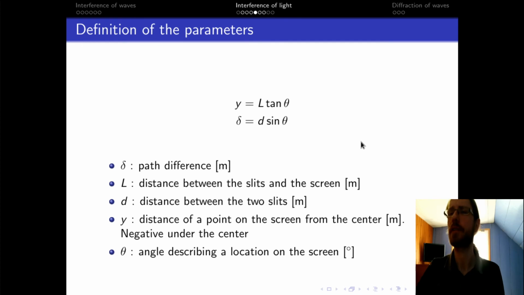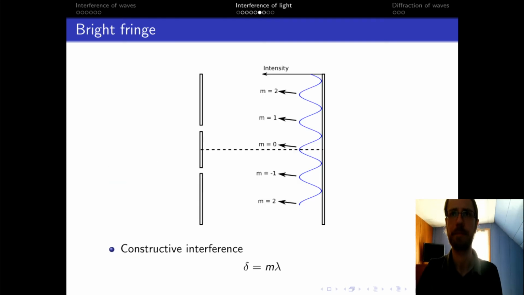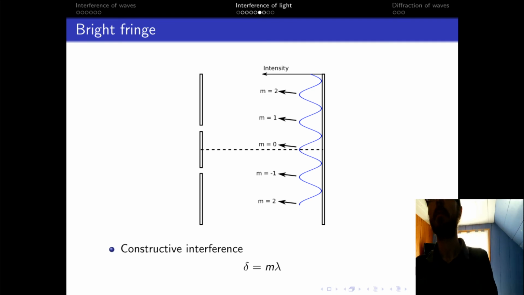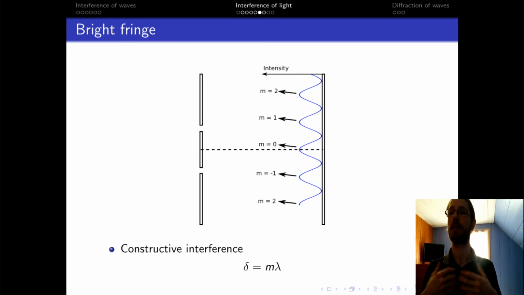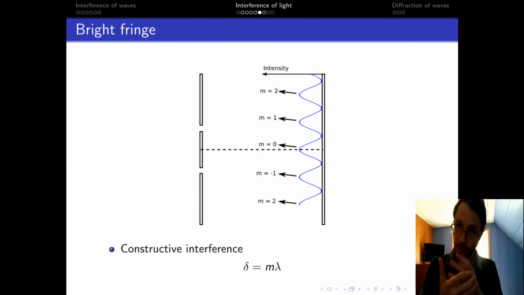But for the path difference, we took a look at two very specific cases, one in which we had a constructive interference, meaning a bright fringe, and the other in which we had a destructive interference, meaning a dark fringe. So we'll go back to our definition of these two types of interference. We have at the bottom the equation for constructive interference in terms of path difference and wavelength, which we said the path difference, the difference between the two distances traveled, has to be equal to an integer times the wavelength.